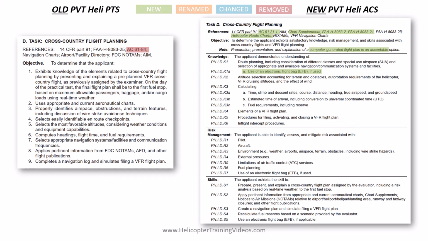Here again, it talks about use of electronic flight bag. That's a knowledge item. Also altitude selection, accounting for terrain and obstacles, and autorotation requirements of the helicopter. So for example, if you're over inhospitable terrain, you might want to fly higher so that you can glide to a safe landing area if you have an engine failure. Or if you have a tailwind, you'd probably want to be higher because you know that you're probably going to have to make a turn and that turn's going to eat up altitude.